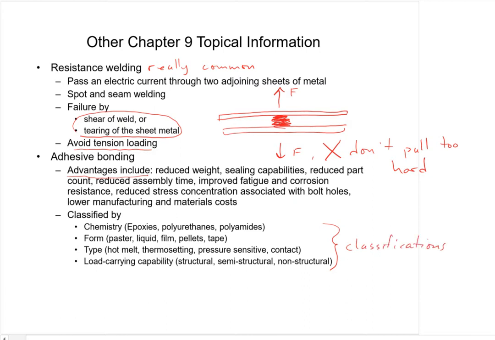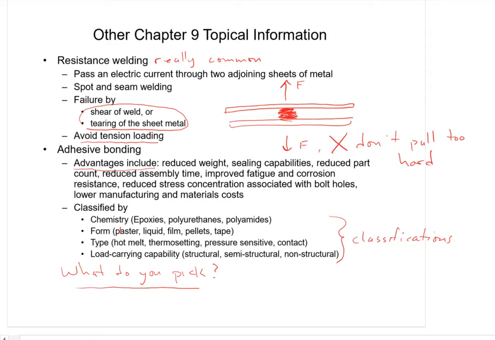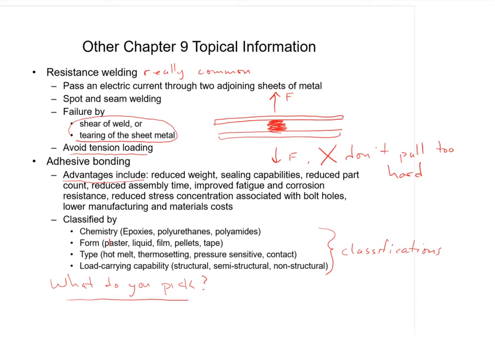And what do you pick? When you need to join some things together, you're coming up with a design. What the heck do you pick? Do you actually put in a heavy duty weld that a welder puts in? Do you just take a couple of electrodes and do a resistance weld? Or do you use some sort of chemical or plaster, pellets, tape, whatever. Plastics. Is it structural, non-structural? What do you pick when you're doing this?